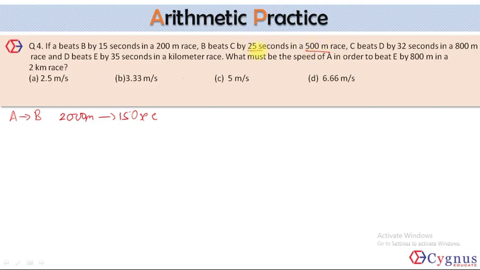So this margin will also be multiplied by 4. So B beats C in the same race of 2000 meters by how many seconds? 25 into 4, 100 seconds.